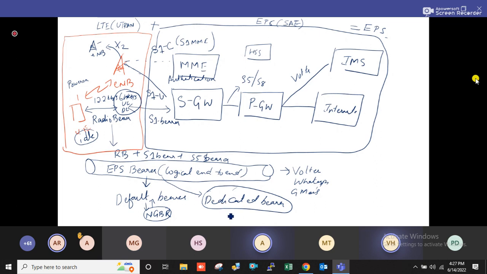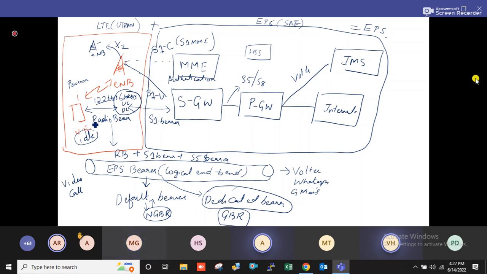So that is called guaranteed bit rate. So in a dedicated bearer, a connection will be given in such a way that your bit rate will be fixed. So whether it is a voice call, or you can also do a video call with 4G, these kinds of services will be categorized under dedicated bearer.